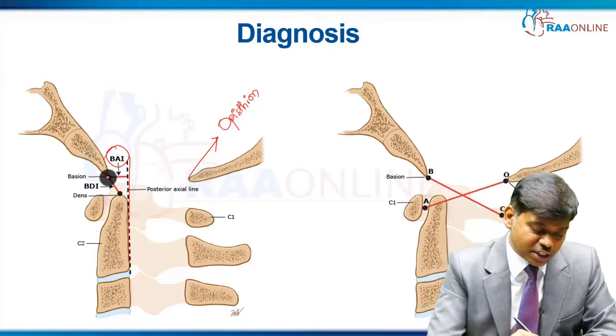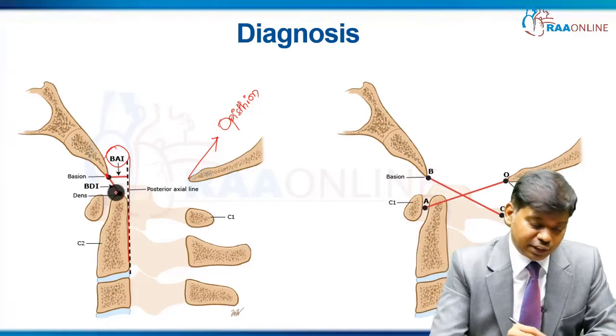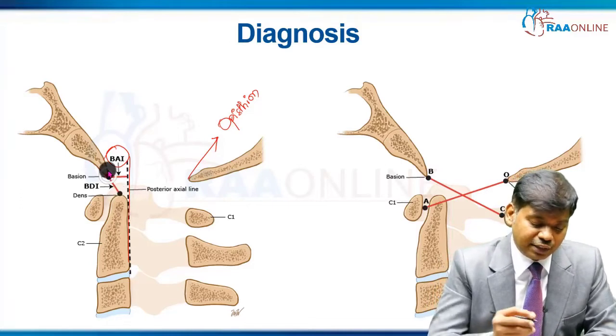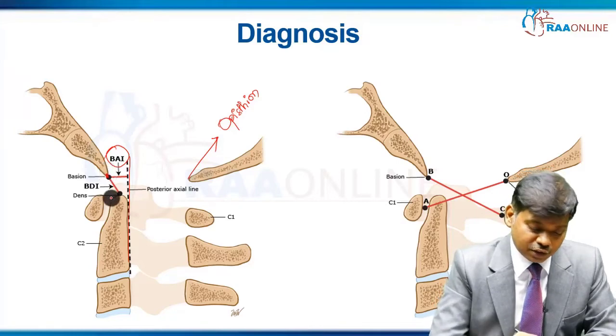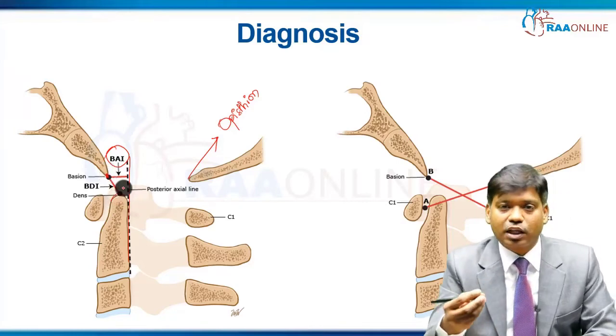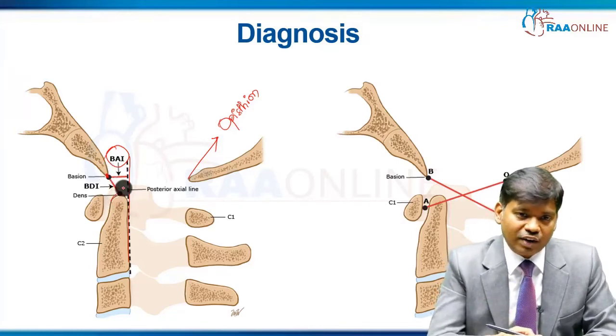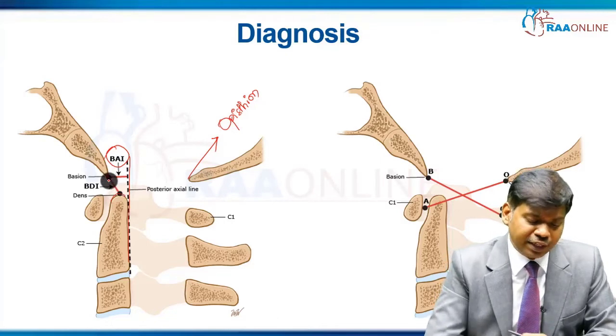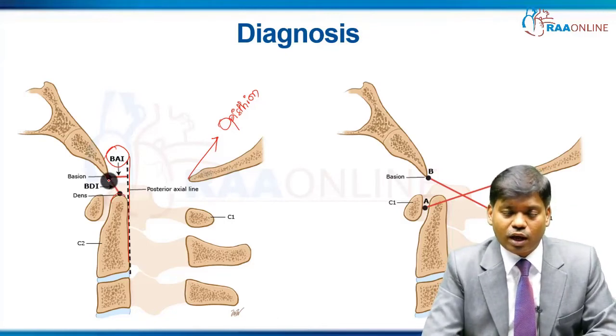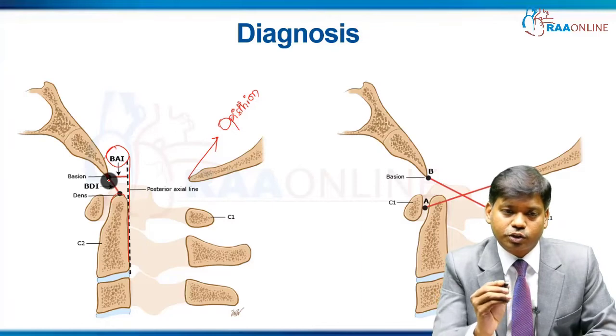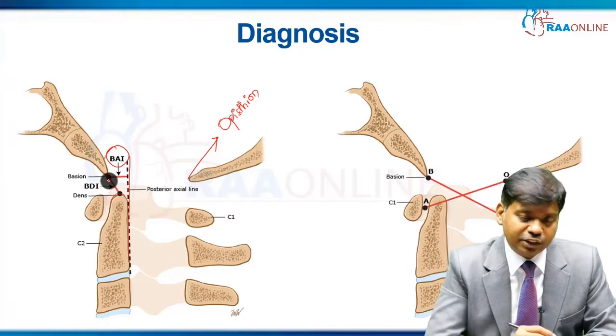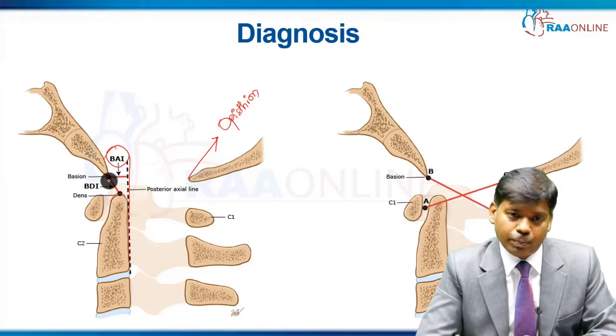The next is the basion dens interval. It is the distance between the basion and the tip of the dens, that is the odontoid process. Odontoid process is otherwise called dens. So whenever there is an increase in the basion dens interval, again it means there is some dislocation or instability. The normal basion dens interval is about 10 mm.